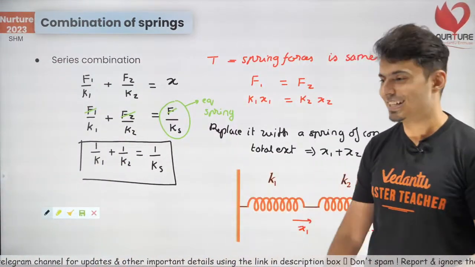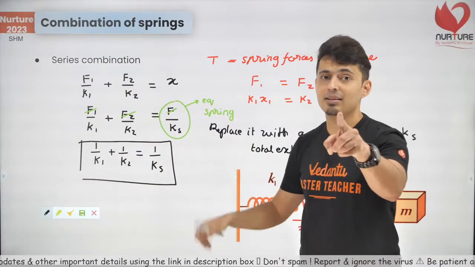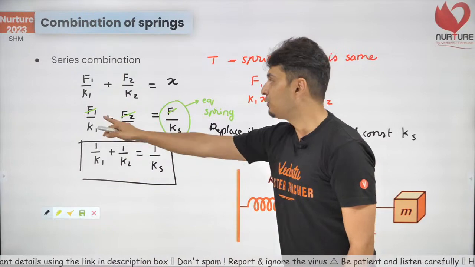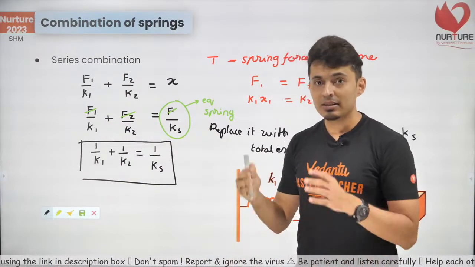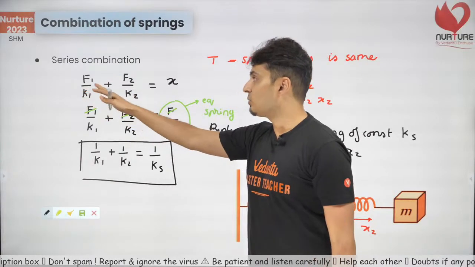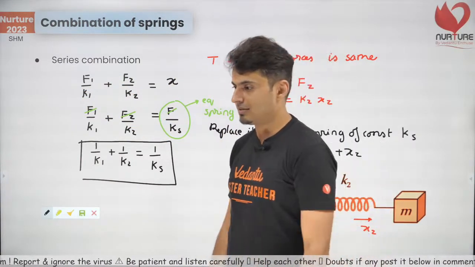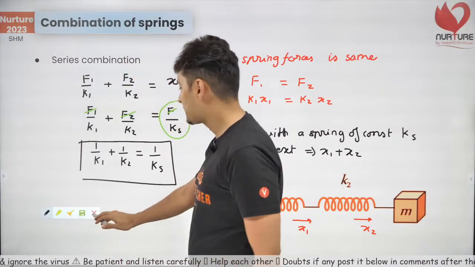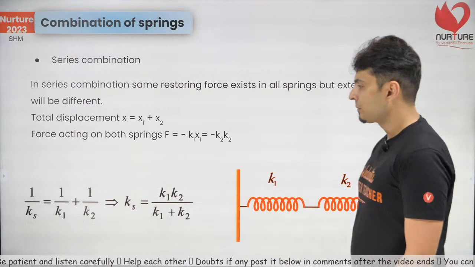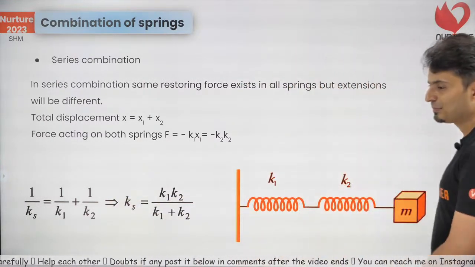So, when springs are in series, use the formula for resistors in parallel, and you will get the equivalent spring constant. The forces remain the same. The spring extensions add up. Spring extension 1 plus spring extension 2 is the total extension. That's how you get the answer. Is that clear, my warriors? So when springs are in series, remember 1 by Ks is equal to 1 by K1 plus 1 by K2. As simple as that.